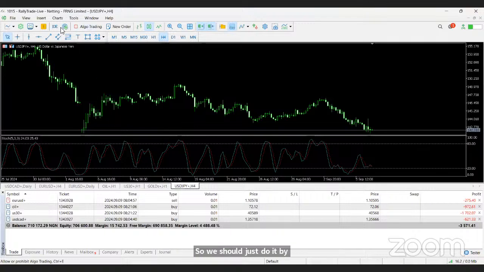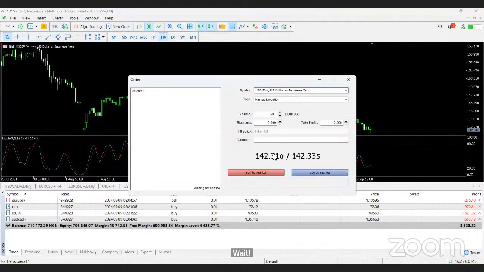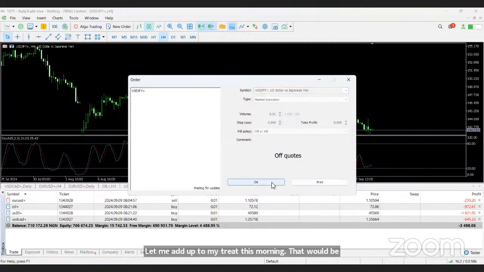Okay. Let me add that to my trade this morning. That would be the fifth trade. I'm a little bit convinced that it should go up. Any more comments?